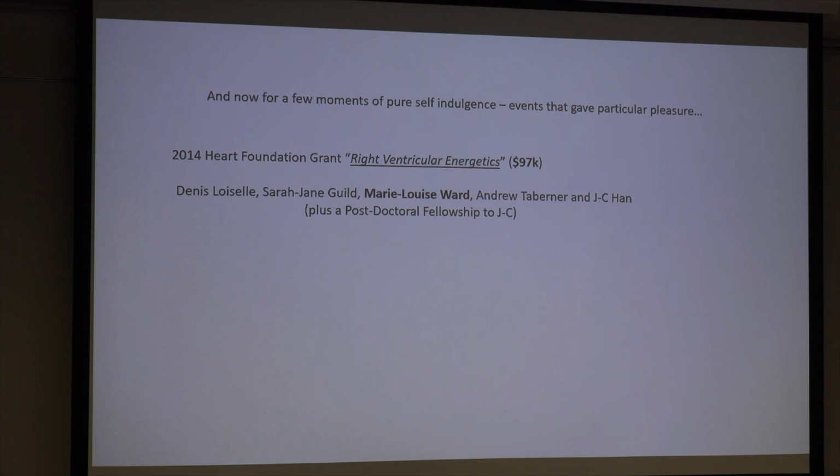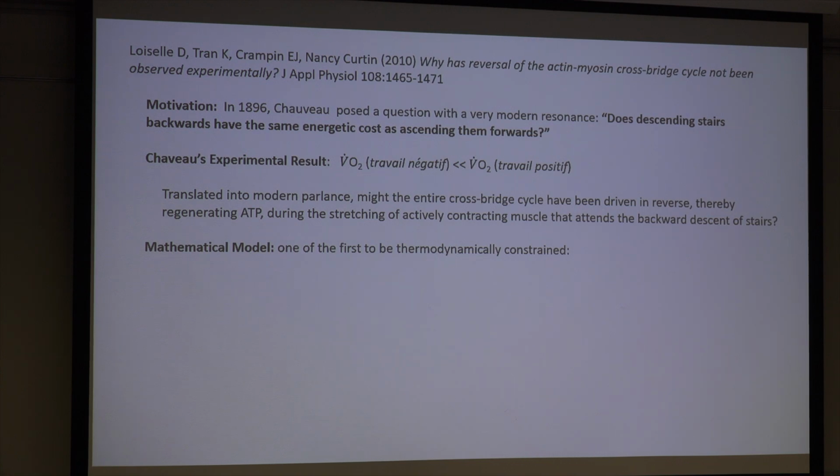You ready for this one? That $97,000 grant spawned 19 peer-reviewed journal articles. If you can do the arithmetic, that's almost exactly $5,000 an article, and that doesn't even normally cover the page charges. I'm not sure what went on upstairs with the accountants here, but it all came out in the end. So that was quite something.